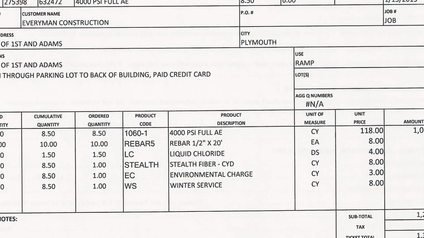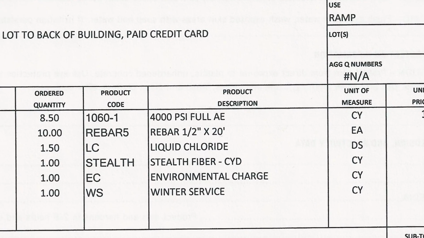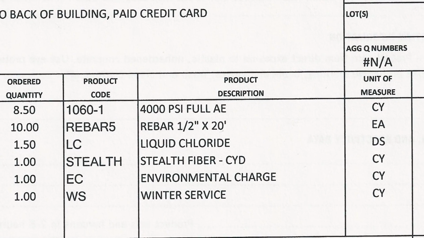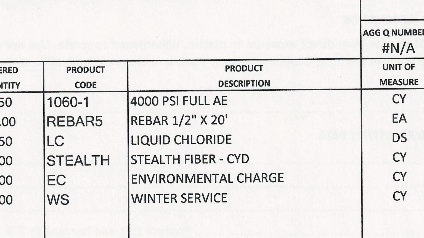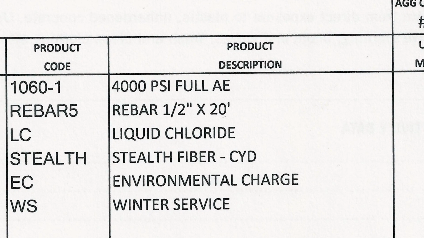It's a 4,000 psi mix, which means when it reaches its full strength, it should hold 4,000 pounds of pressure per square inch. This is a common strength for outdoor concrete, which must endure harsh cold weather and freeze-thaw cycles. It also says it's a full AE mix, which stands for air entrained. Air entrainment is a chemical added to the concrete that causes little air bubbles to form within the mix. This also gives the concrete the durability needed to withstand harsh winter conditions.